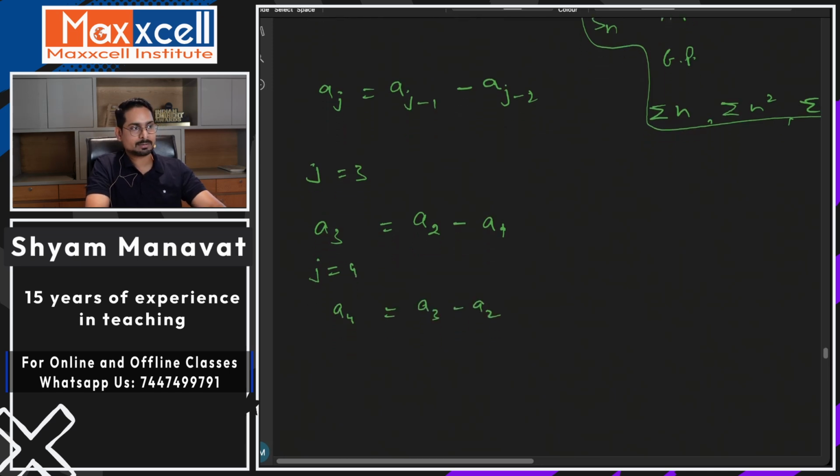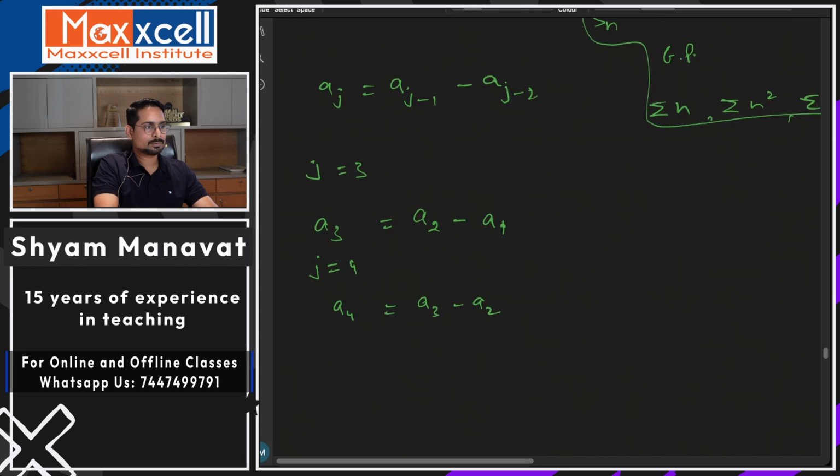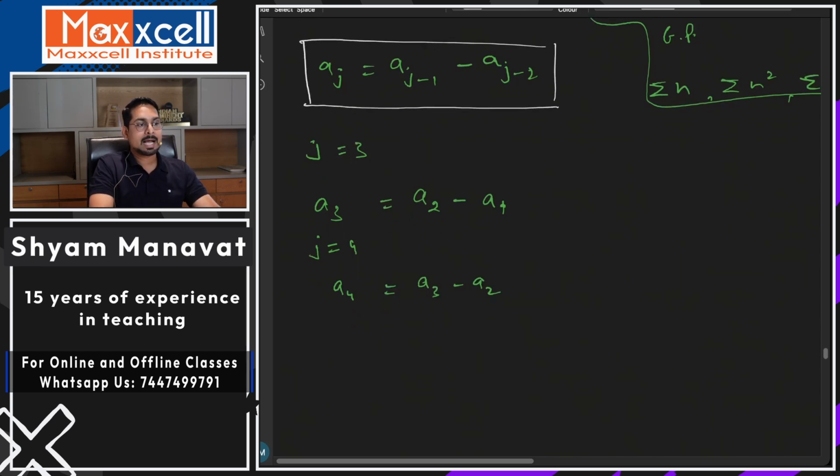then I have a4 equal to a3 minus a2. Yes, do you agree with that? Looking at this rule which is given in the question, it means your next term is a subtraction of the previous two terms. The third term is equal to a2 minus a1. The fourth term is equal to a3 minus a2, right?